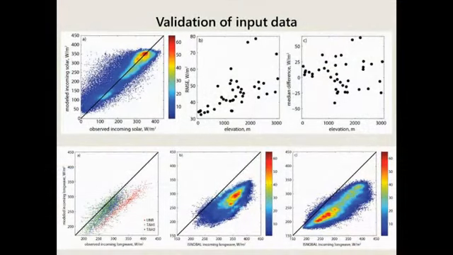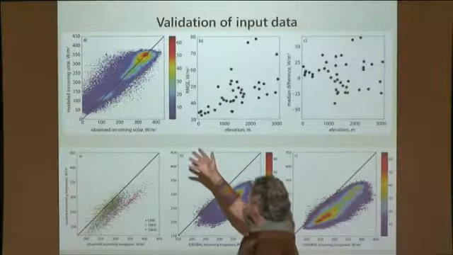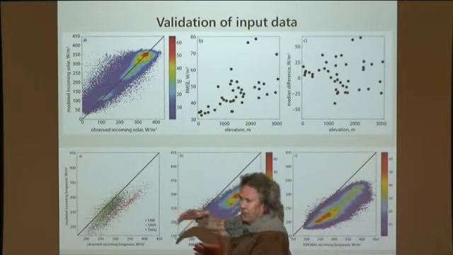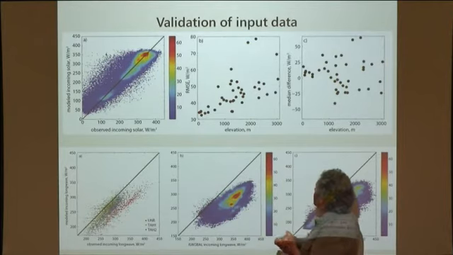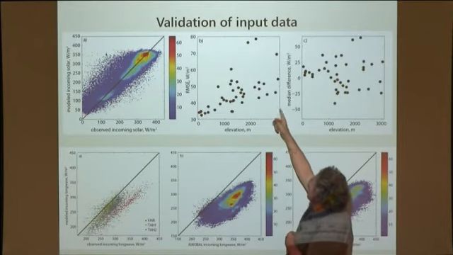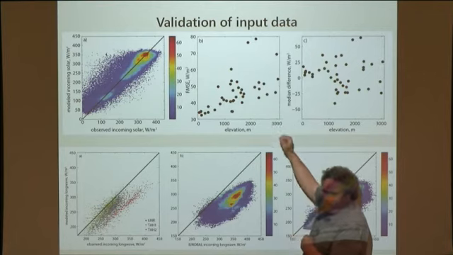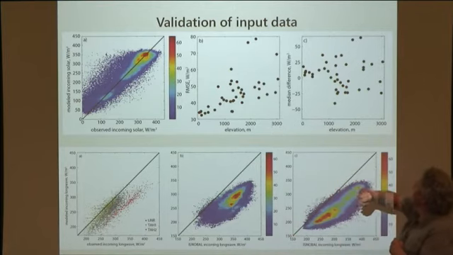Okay, the other kind of validation is with the input data. The top row is solar radiation, and that looks pretty good. There's a lot of stations that we've measured. There's 40 or so stations up in the mountains. There's a little bit more scatter with higher elevations.